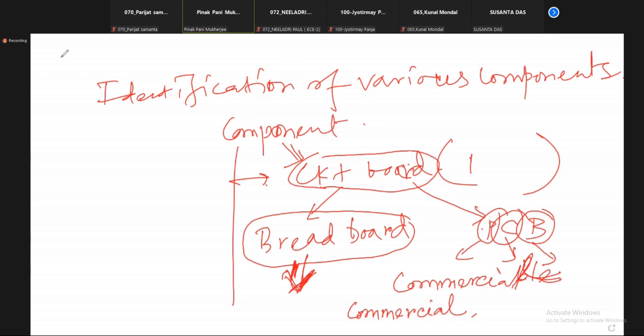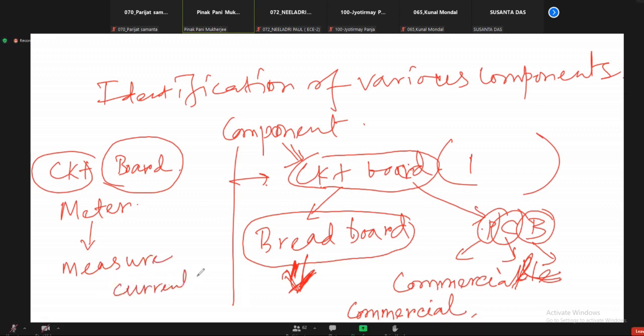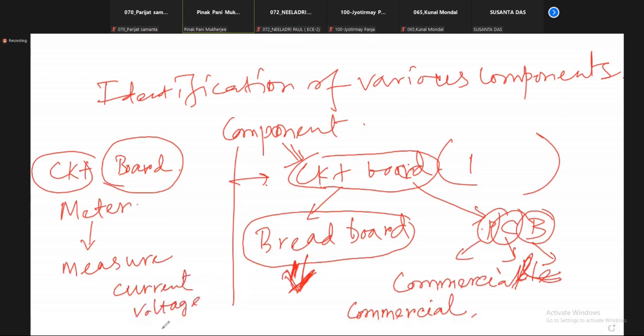Okay, so next thing. First what we have discussed was the circuit board. Then next we will discuss the meter. The circuit board is used to construct the circuit. Then the meter is used to measure some parameters. The measurable parameters in a circuit are, suppose, current, voltage, and maybe power.